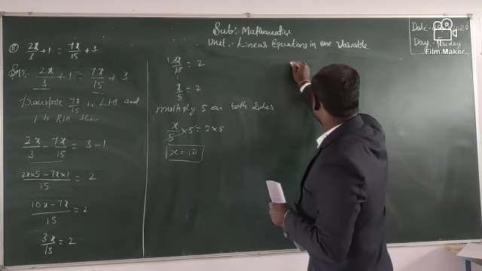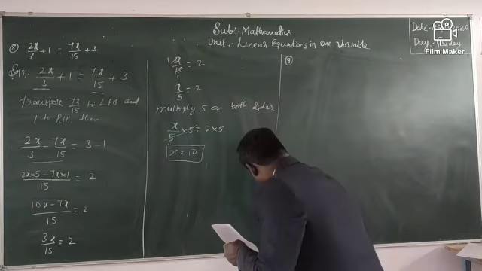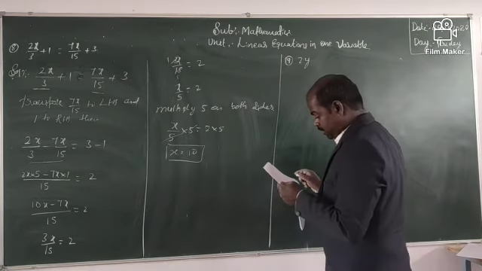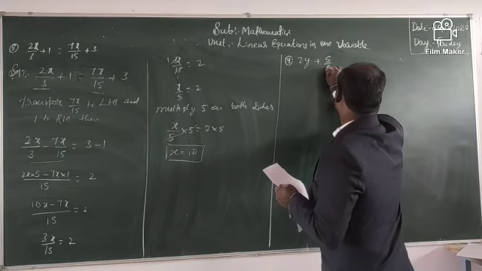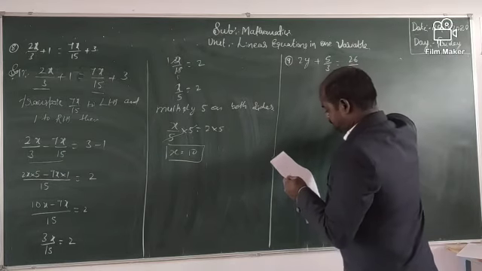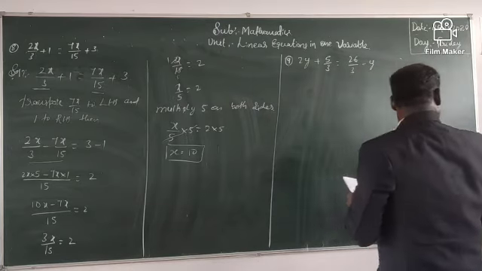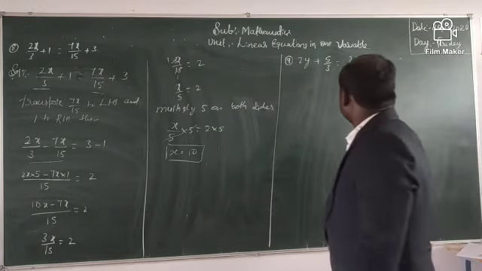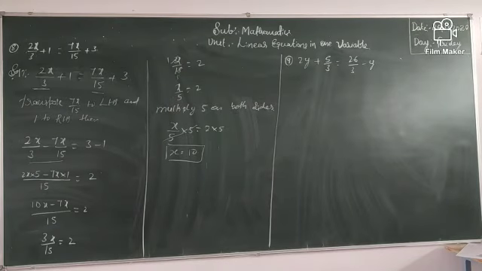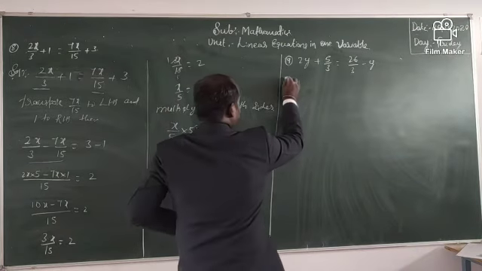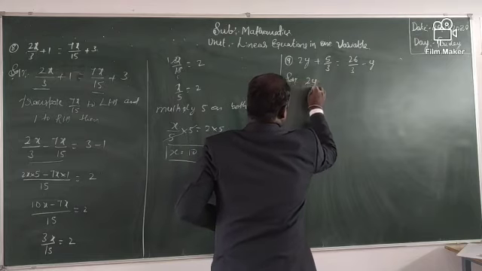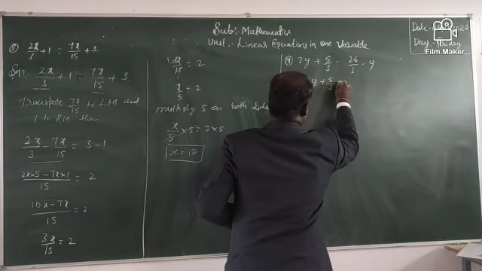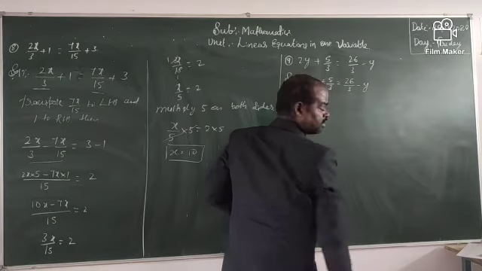The next problem, that is the 9th one. 2y + 5/3 = 26/3 minus y. Look at the given problem, children, and read the problem carefully. The given problem is 2y + 5/3 which is equal to 26/3 minus y. Therefore, solution: 2y + 5/3 equal to 26/3 minus y.